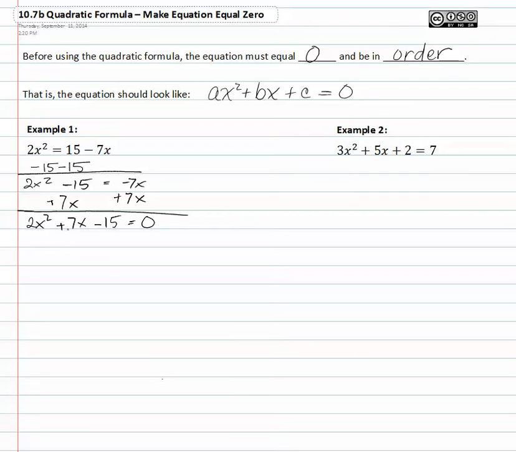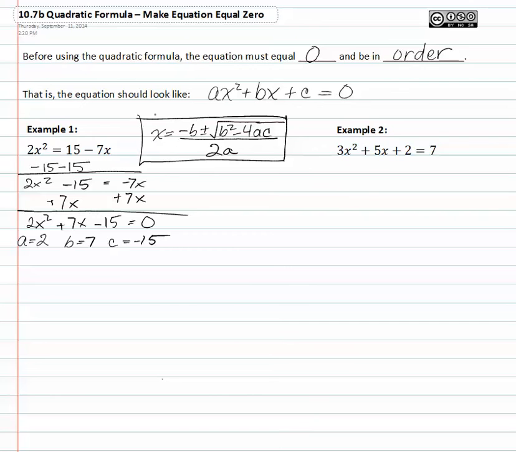Notice that I conveniently placed my terms in order of descending exponents. This is very important because your next step will be to assign a, b, and c, as we saw in the previous video. So a is equal to 2, b is equal to 7, and c is equal to negative 15. Remember, our formula for the quadratic equation is negative b plus or minus the square root of b squared minus 4ac, all over 2a. If you don't have this memorized, you should. So memorize it. Here we go.